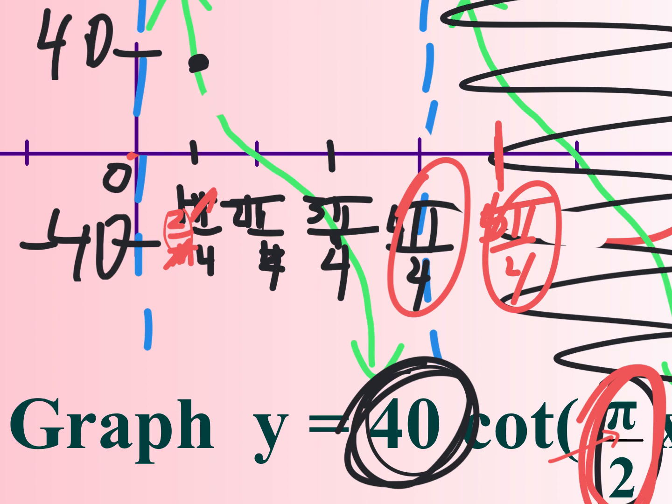Or 1 over 2. So this must be 2 over 2, and this must be 3 over 2, and this must be 4 over 2. And the pi's are gone because they put in a pi that would cancel it. One over 2, 2 over 2, 3 over 2, 4 over 2.